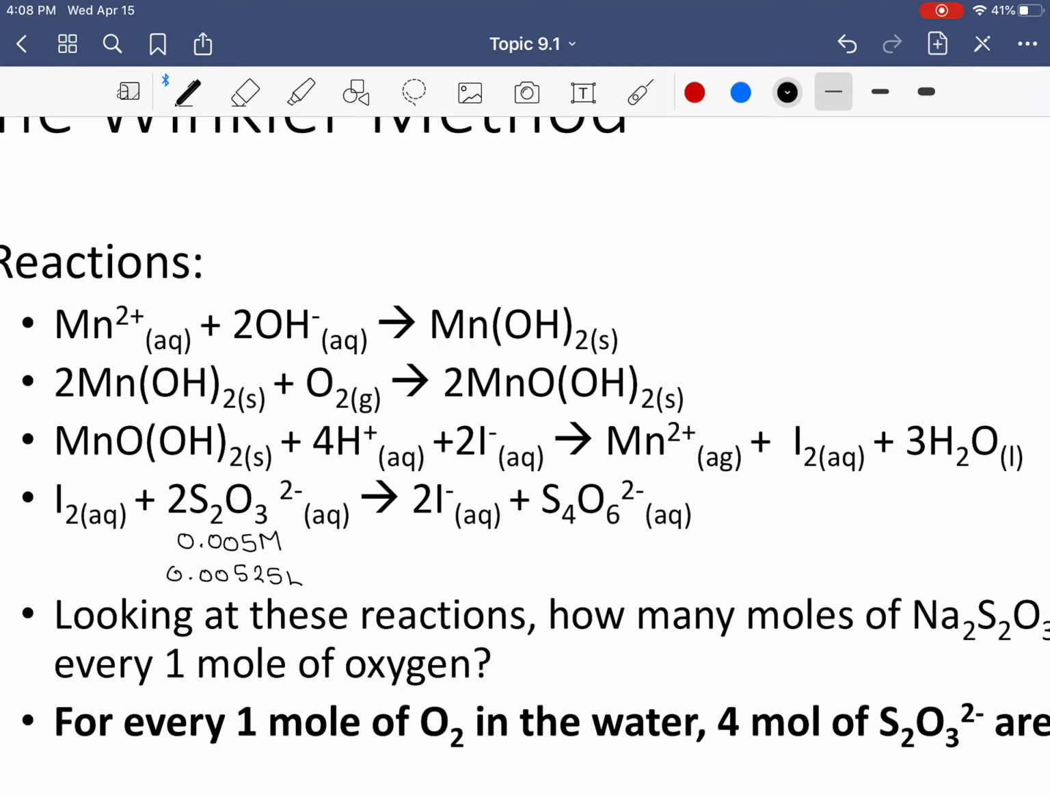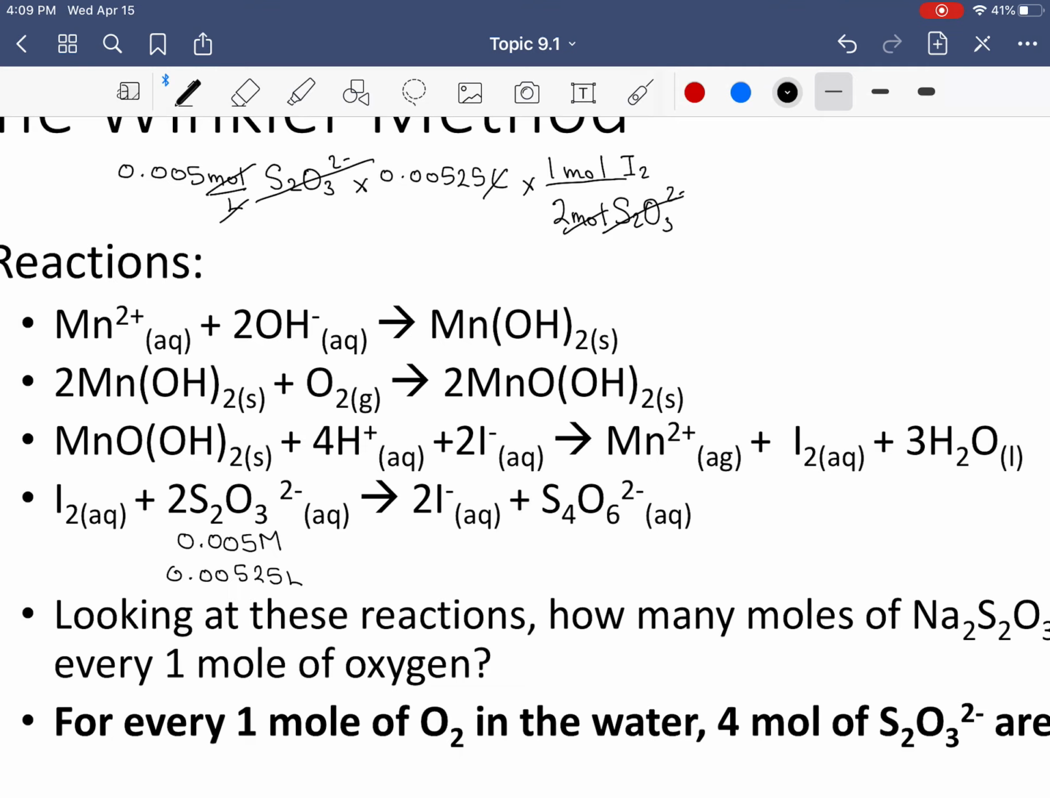So I have 0.005 moles per liter of thiosulfate, and I have 0.00525 liters of it. So liters cancel. Now I have the moles of thiosulfate. With the mole of thiosulfate, I can use my stoichiometry to find out exactly how many moles of iodine, in this case dissolved iodine. Moles cancel. Thiosulfate cancel. And this is the cool part. Now, what you have here is the mole of I2. This mole of I2 can be related to this mole of I2 and this mole.